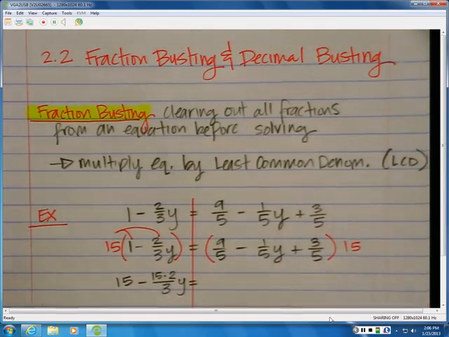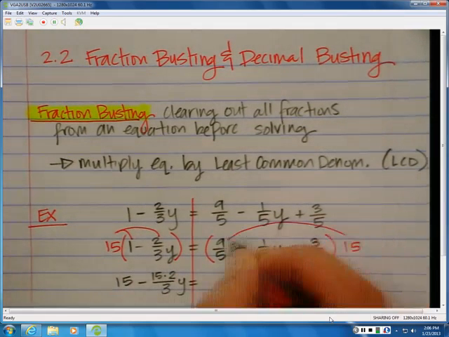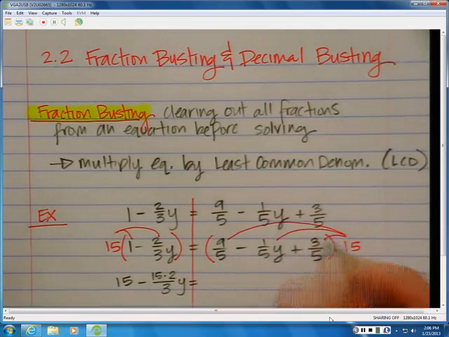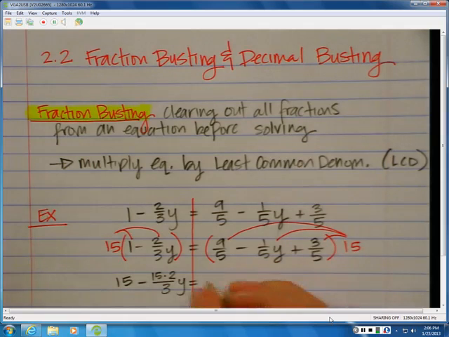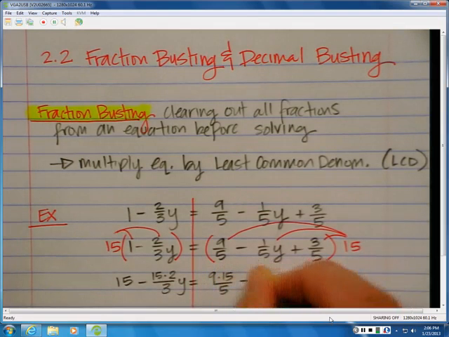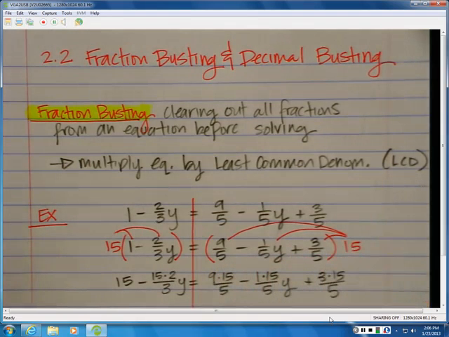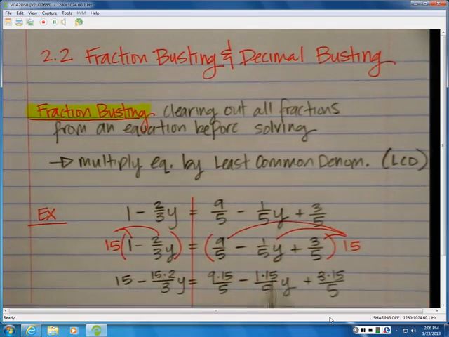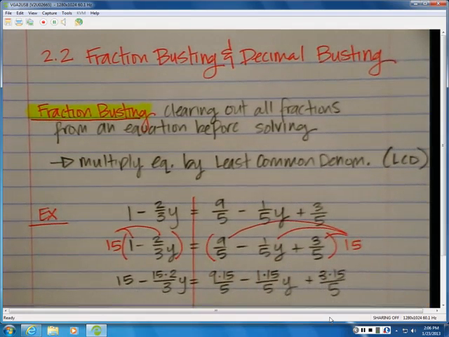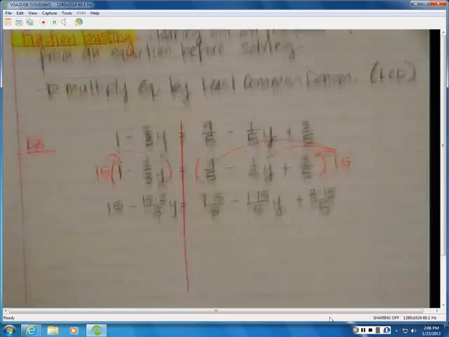On the right-hand side, I take my 15 and distribute it to all three terms. And I'm not going to simplify it yet. I'm just going to show that the 15 is getting multiplied in. This is going to be 9 times 15 divided by 5, minus 1 times 15 divided by 5y, plus 3 times 15 divided by 5. So I've taken every single term and multiplied it by 15. Slide this up a little bit.